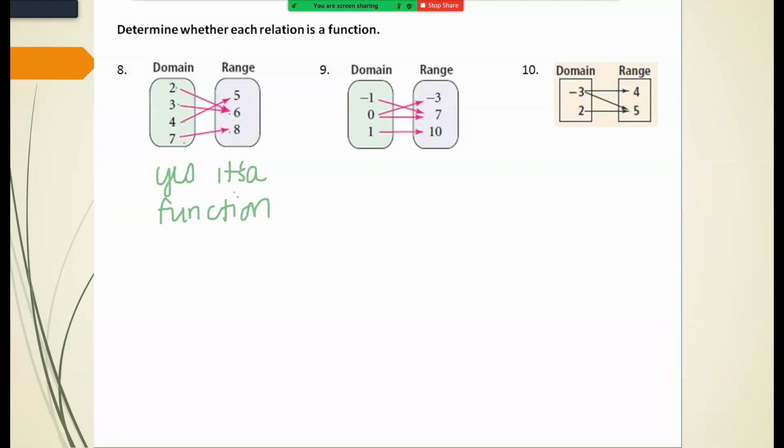And then if you think about one-to-one, each element of the domain pairs to exactly one unique element of the range. So is number 8 one-to-one based on our definition? Would it pass the horizontal line test? No. Because 2 and 3 both map to 6, it is not one-to-one. So it is only onto. It can't be both if it's not one-to-one.